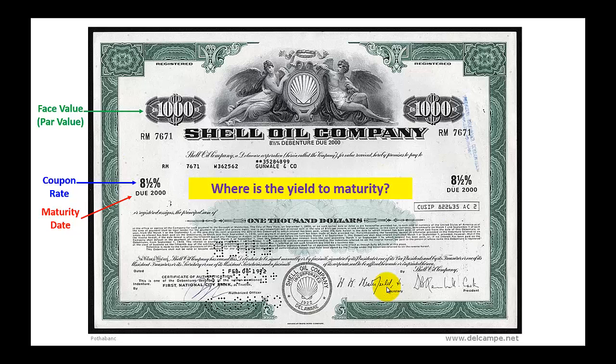Some of you might be sitting there saying, wait a minute, where is the yield to maturity on this bond? Well, yield to maturity is never printed on the face of the bond, and the reason for that is, unlike the face value, and unlike the maturity date, and unlike the coupon rate, the yield to maturity is actually constantly changing over the life of the bond, because the yield to maturity is not something that you stamp on the face of the bond. The yield to maturity is something that gets set by the markets.